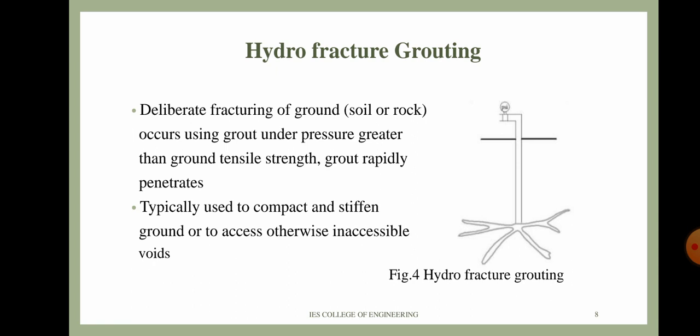Hydrofracture grouting. A deliberate fracturing of ground, that is soil or rock mass, occurs using grout under high pressure greater than the ground tensile strength, and in this case the grout rapidly penetrates into the fractured zone which is created when grouting pressure is applied. This hydrofracture grouting is typically used to compact and stiffen ground or to access otherwise inaccessible voids. And the figure of hydrofracture grouting is shown here.